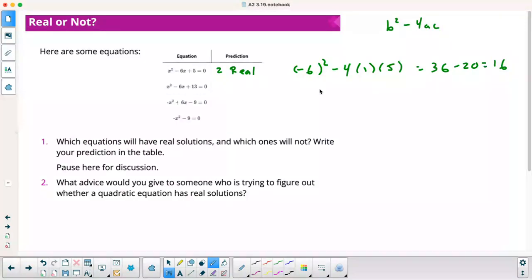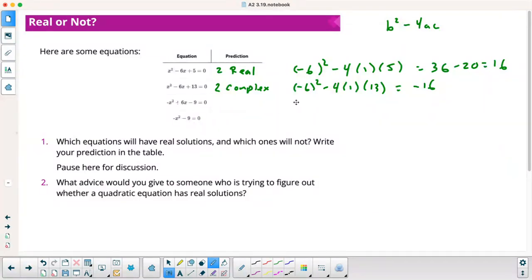All right, let's go to the next one. b squared minus 4 times a times c. So what do I get? 36, let's see here, that's minus 52. So I get negative 16. So since that number is negative, we're going to have no real solutions, two complex. So I will not actually see x-intercepts on my graph, okay?